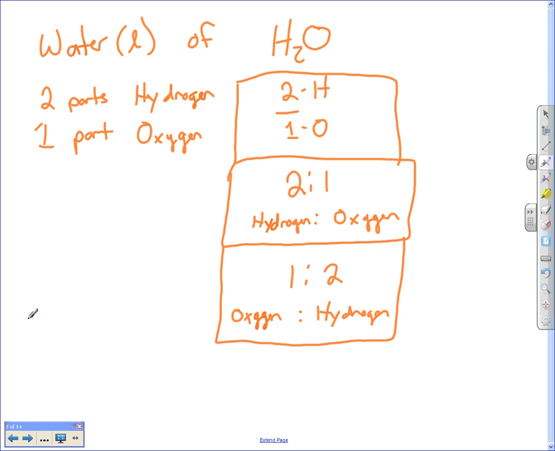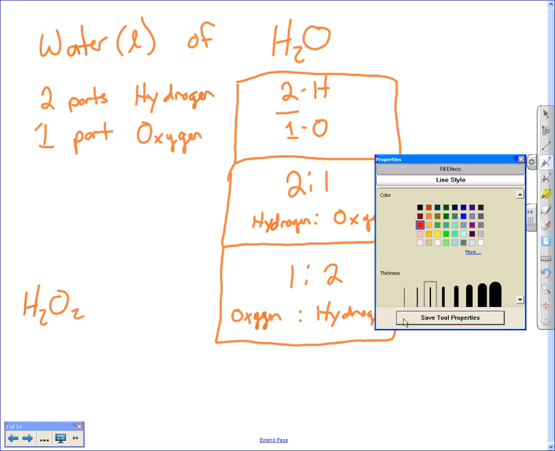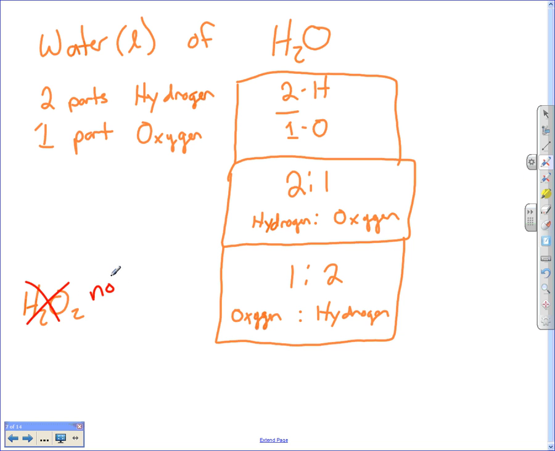If we end up with something like H2O2, that is not water, because water has a specific ratio of hydrogen to oxygen. If that ratio is not present, it is something entirely different. So this idea of constant proportions for individual compounds is very, very important. Please understand how important it is. All right, so this is that.